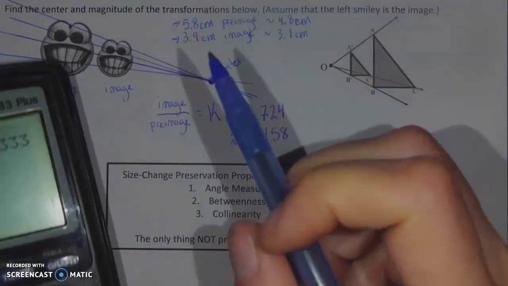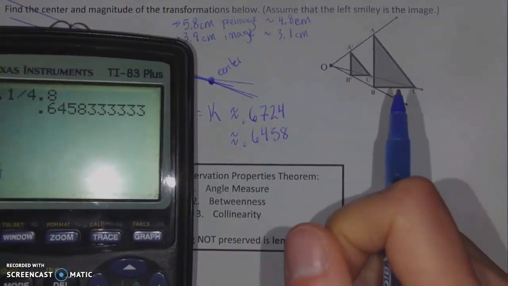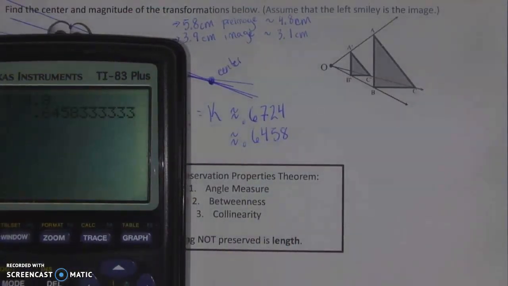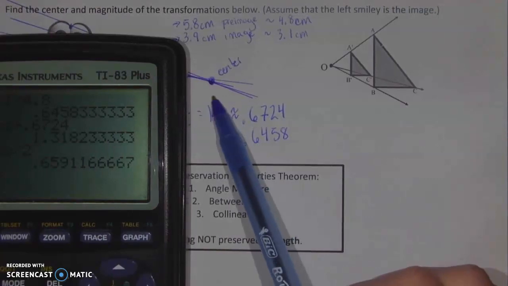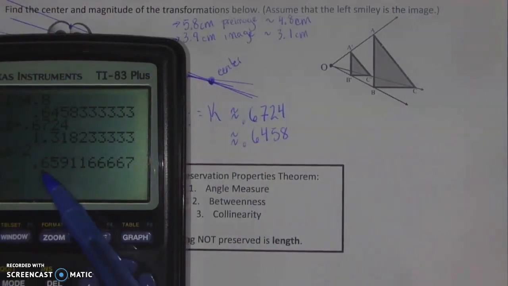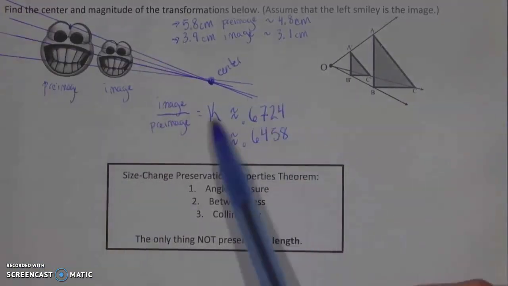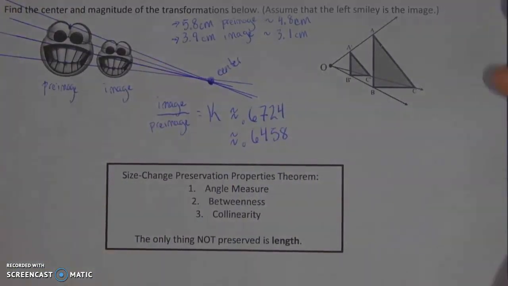So I could take these two numbers, my 0.6458 plus my 0.6724, and take the average of those, divided by 2. And that will give me my average size change, or a more likely precise size change of 0.6591. And the more information you get, the more accurate that final answer will be.